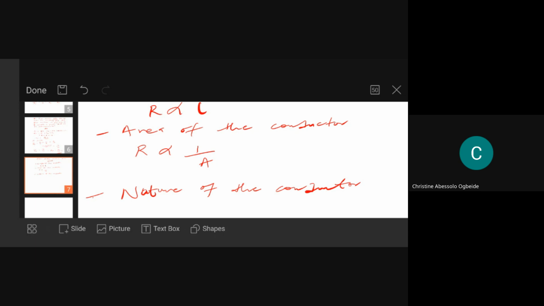So the nature of the material affects the resistance. What that means is that the resistance in silver will be lesser than the resistance in what? Copper. And the resistance in copper will be lesser than the resistance in aluminium, because copper conducts more than aluminium. All right. So the nature of the material also affects the resistance of that wire, based on the material that was used to produce it. A conductor made of silver will have less resistance than a conductor made of copper, because silver conducts more than copper. And that is how it is.